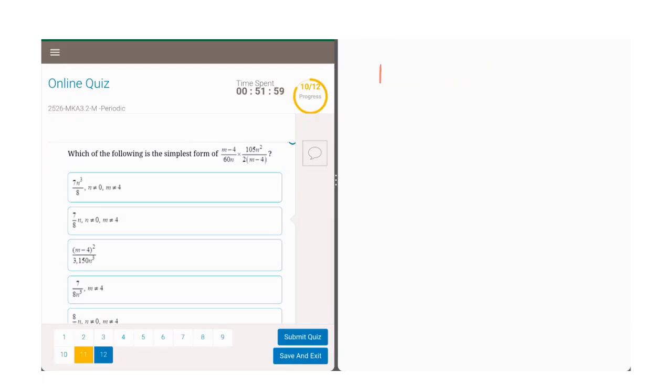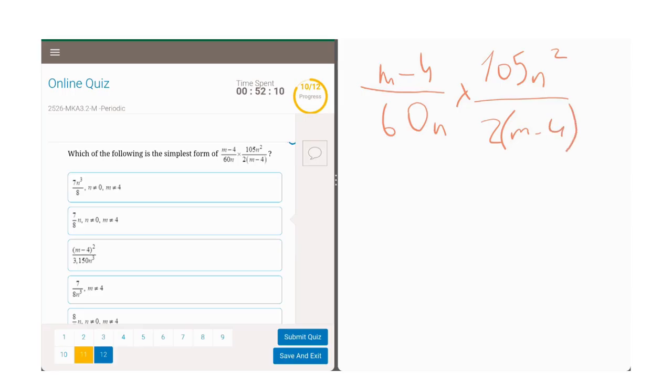So for this question, we have (m minus 4) over 60n multiplied by 105n squared over (2m plus 4). m minus 4, sorry. We can immediately cancel out m minus 4 with m minus 4. N with n squared, so we'll have one n left at the top. We can simplify 60 and 105. They're both divisible by 15. So this is going to become 4, and this is going to become 7.